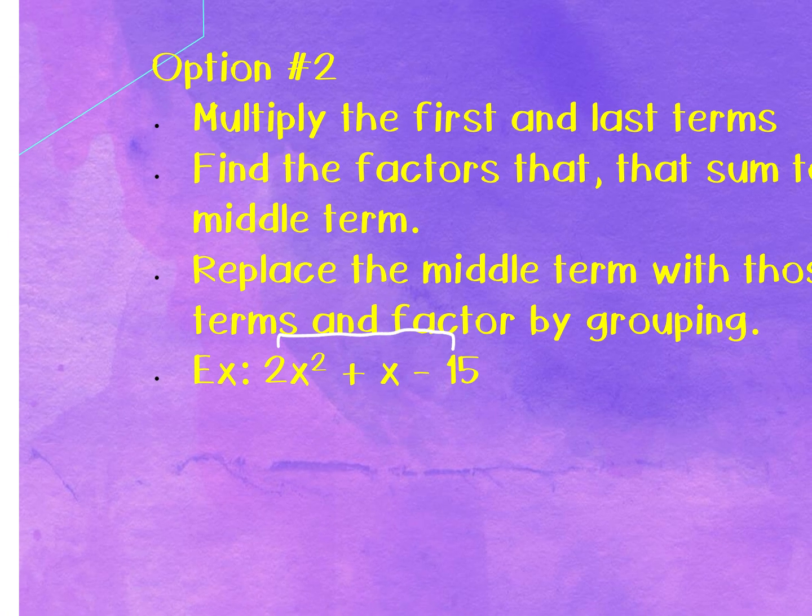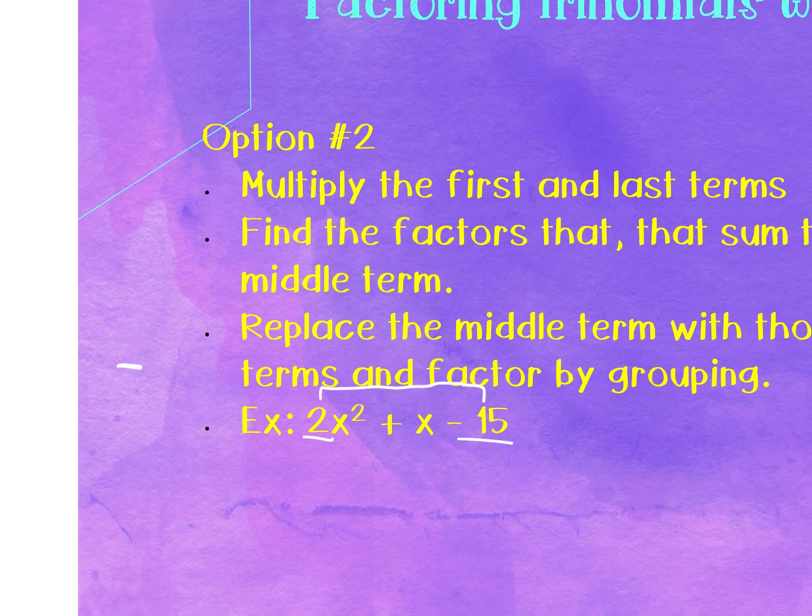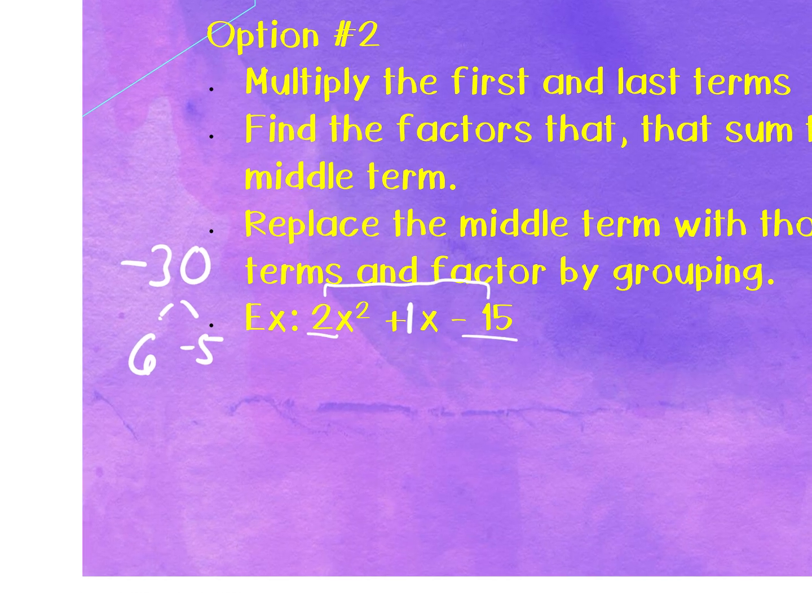2 times negative 15, I'm going to take the first times the last. What does 2 times negative 15 get you? Negative 30. And then let's find factors of negative 30 that add to the middle, so 1. Can we think of anything? 6 and negative 5. Good. What you can do with those numbers now, this is where a lot of people mess up, is you can split up this middle term and factor it by grouping.